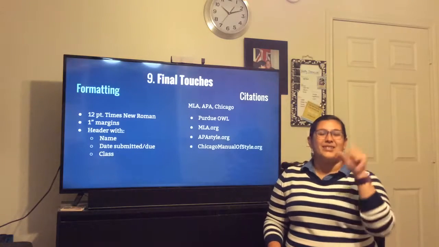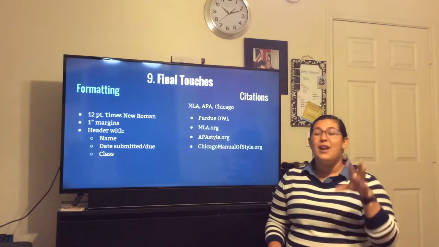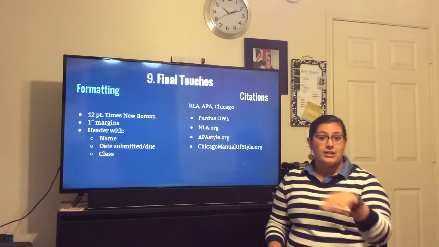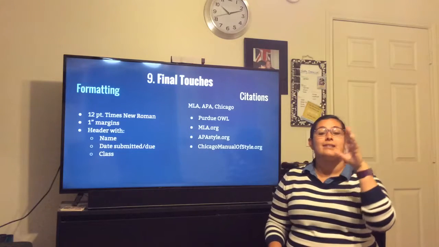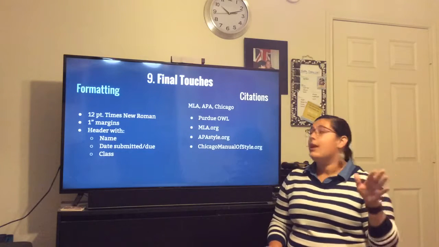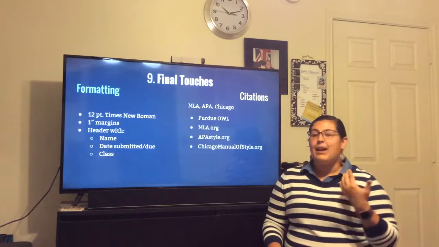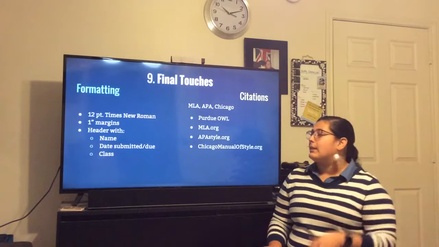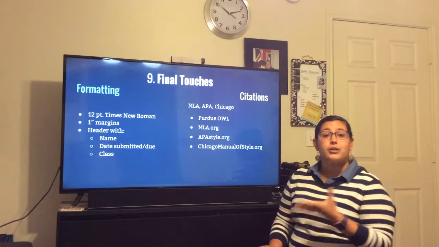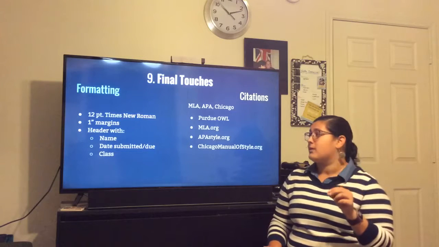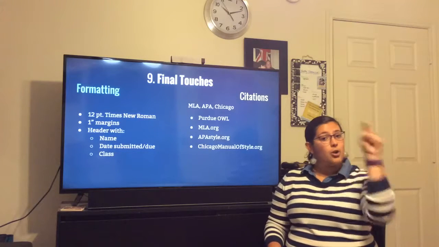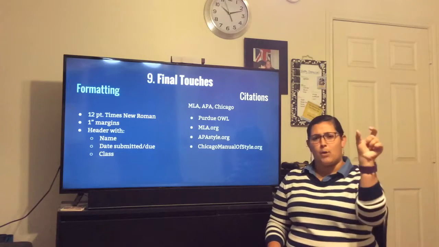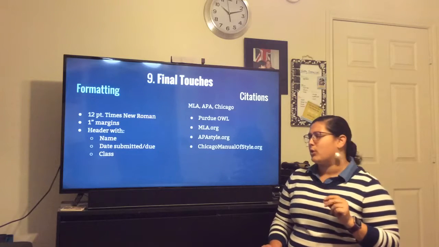Nine, the final step. So our final touches. You want to check your assignment sheet to make sure that for your college admission essay or for your history paper or whatever, that you're using the correct formatting. If none are given, it's typically a good idea to use a legible font, usually Times New Roman, 12 point. You want to have 1-inch margins all the way around your paper. There should be a margins or a layout tab on Microsoft Word when you use it.